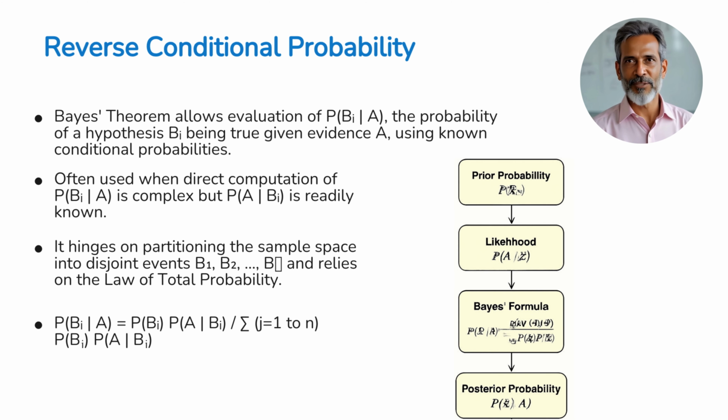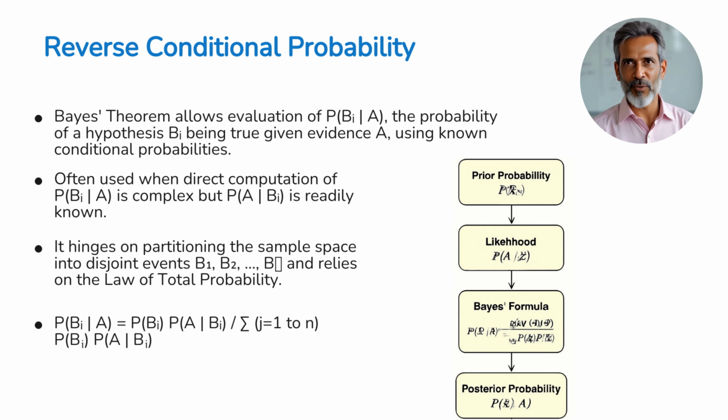Bayes' theorem is expressed mathematically as follows. P of B sub i given A equals P of B sub i times P of A given B sub i, divided by the sum from j equals 1 to n of P of B sub j times P of A given B sub j. Let me say that again slowly. P of B sub i given A equals P of B sub i multiplied by P of A given B sub i, all over the sum of P of B sub j multiplied by P of A given B sub j as j runs from 1 to n.